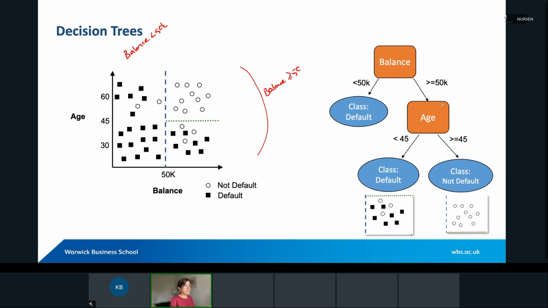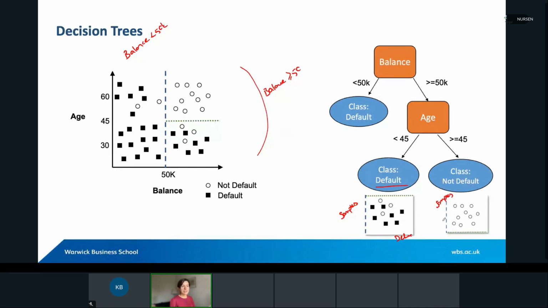And this whole part is balance greater than or equal to 50K. This area is also divided with respect to age. And as you see here at the child nodes, or the leaf nodes, where we make a prediction, we have these samples. Some of the data points end up in these leaves. When we make a prediction, we consider the majority. So here we have 7 default points and 3 not default points. Overall, we have 10 samples, 7 of them from default. Therefore, our prediction is default.